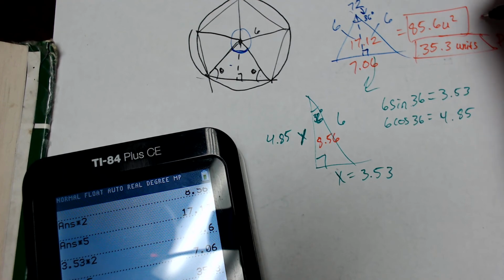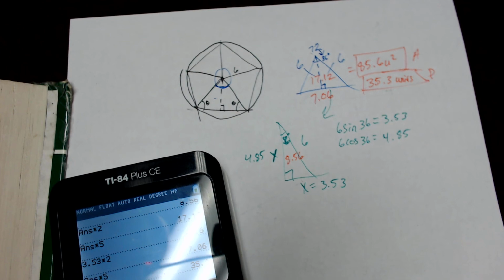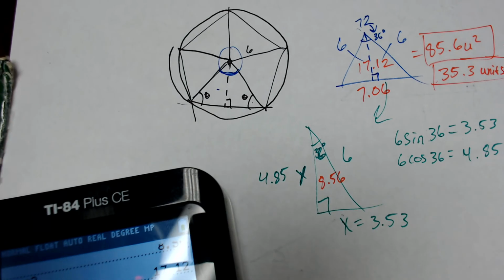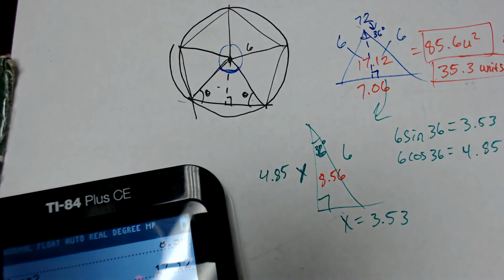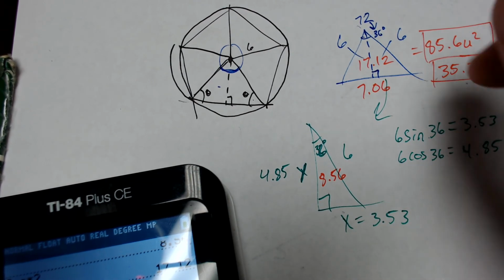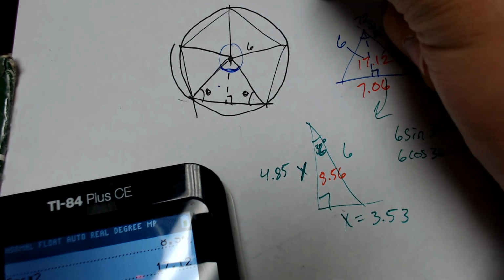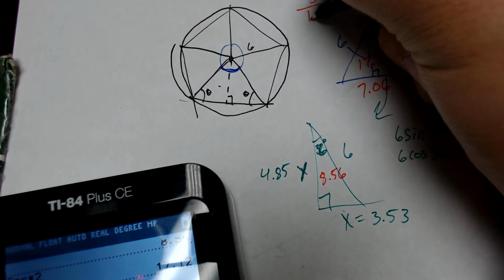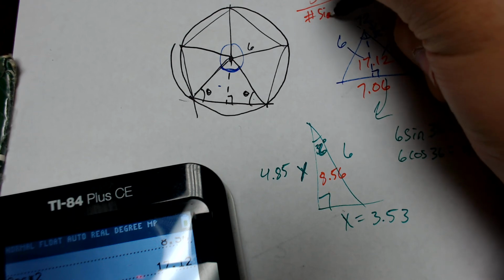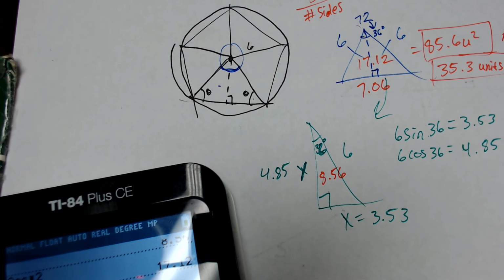So that's perimeter, that's area, and we just solved our regular polygon. So remember, the key thing is regular polygons are made up of isosceles triangles. They'll give you the length of the equal sides of the isosceles triangle. You figure out the degrees by taking 360 divided by the number of sides. That's how we got 72, and that will work on any regular polygon you've got.